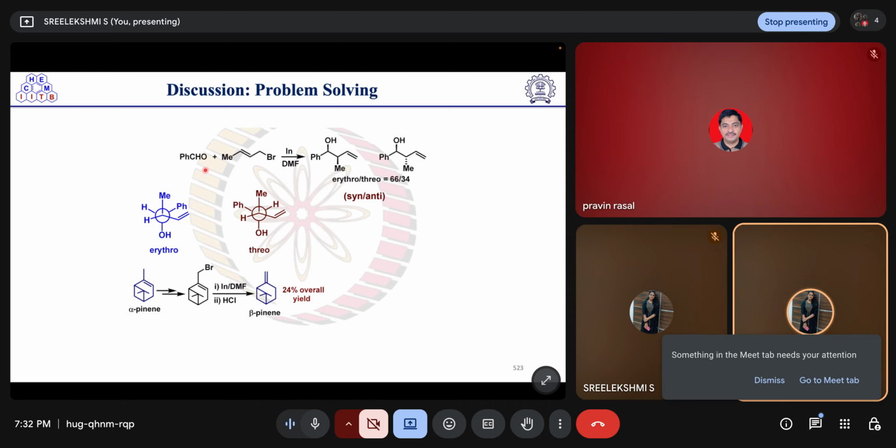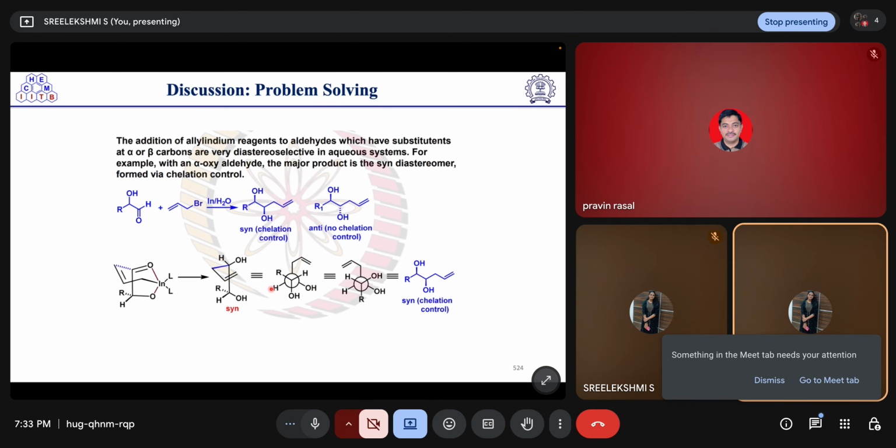Again, these are similar reactions where we can see how the stereochemistry can be controlled and how this alpha pinene can be converted into this beta pinene using indium. The addition of this kind of allyl indium reagent to aldehydes which have a substituent at the alpha or beta carbon is very diastereoselective in the aqueous system.